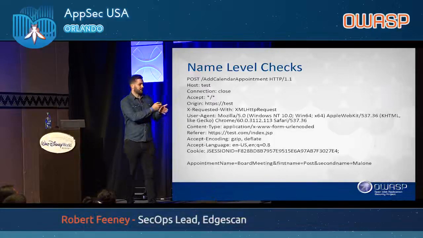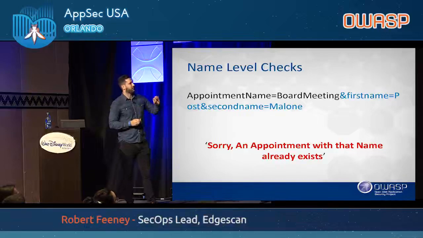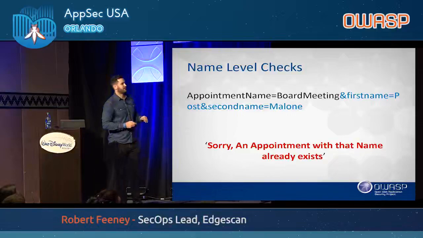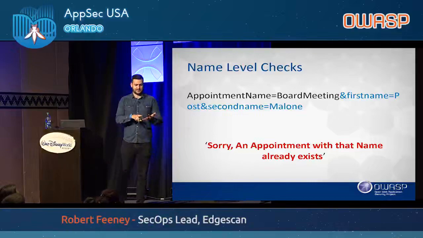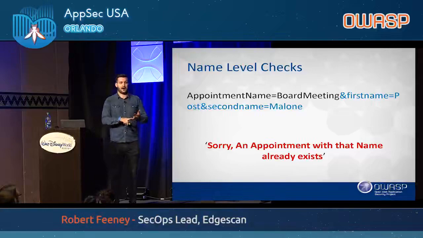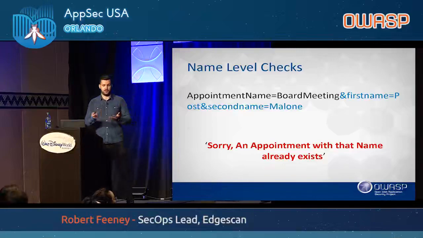But then when it gets to parameters 2 and 3, because parameter 1 is the same, you get an error message that says, sorry, an appointment with that name already exists. And you will get that for parameters 2 and 3, meaning that the tests for those two parameters aren't working properly. And as such, you may miss stored or reflected issues such as SQL injection and cross-site scripting.